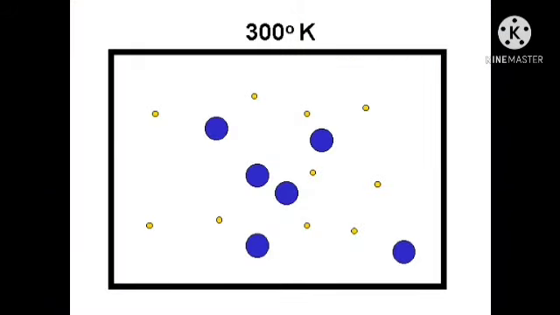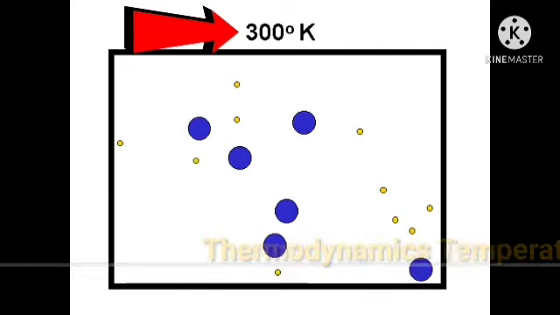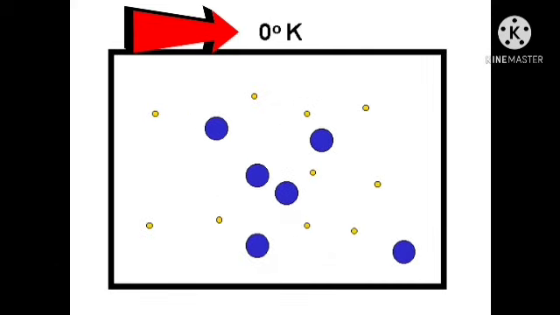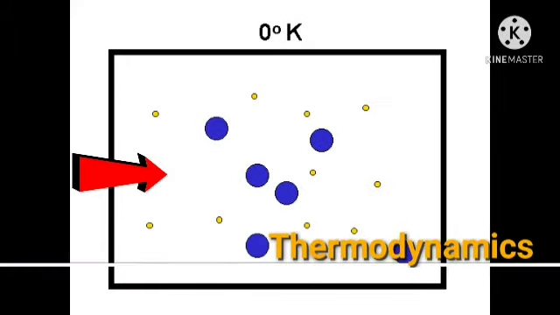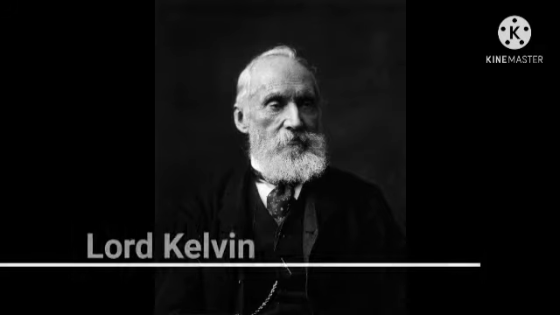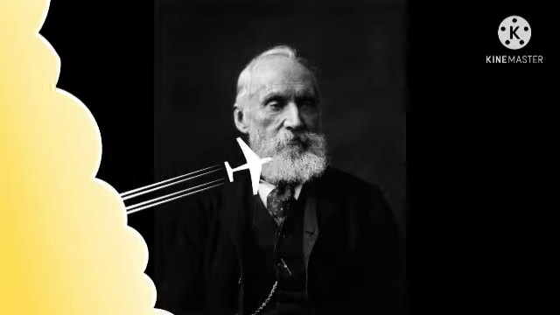Another name for the absolute temperature is the thermodynamic temperature. Why? Because the absolute temperature is directly related to thermodynamics. The Kelvin temperature system is named after William Thomson. Lord Kelvin was the first to describe an absolute temperature scale.